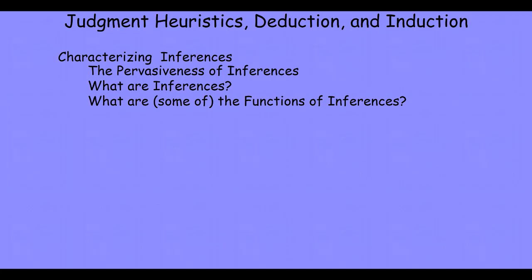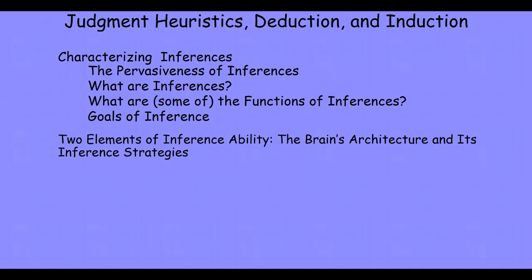We'll talk about some of the important functions that inferences serve in cognition, and some of the goals that one might aspire to or want to optimize with one's inference strategies, and whether or not they can be simultaneously optimized. Then we'll turn our attention to those 2 elements that so strongly shape native human inference ability: the brain's architecture and the sorts of inference strategies that it involved to deploy.